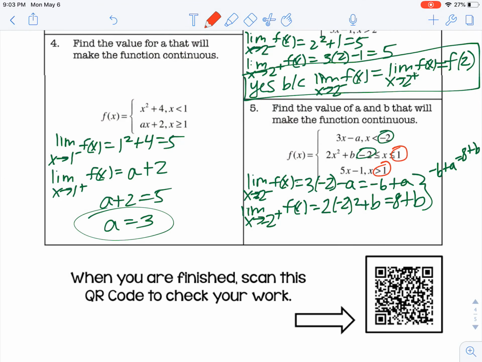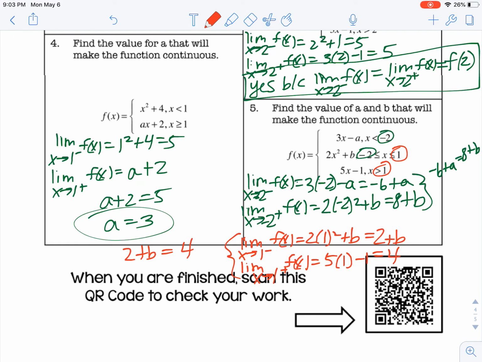Okay, then we have our limit as x approaches 1 from the left of f of x equals 2 times 1 squared plus b, so it's going to be 2 plus b. Then we have our limit as x approaches 1 from the right of f of x equals 5 times 1 minus 1, which is 4. So these equations right here, I'll do this over to the left, gives me 2 plus b equals 4. That's really nice because we only have one variable. I know from there b equals 2.